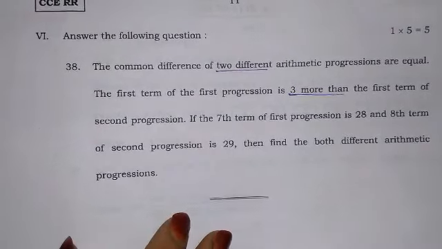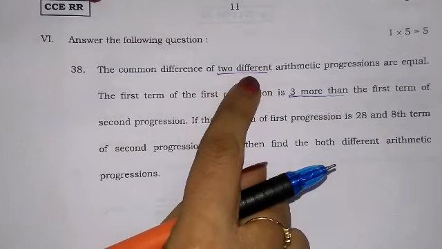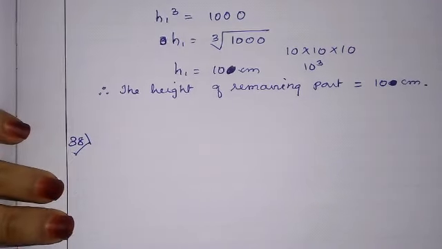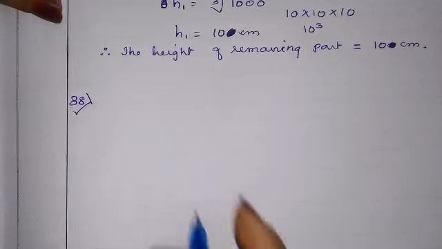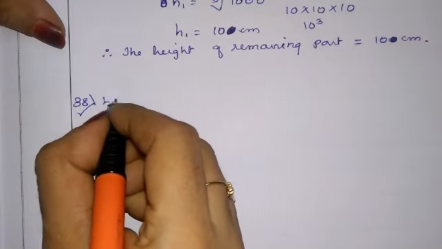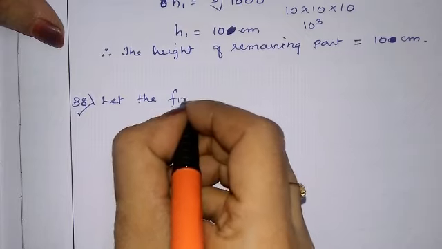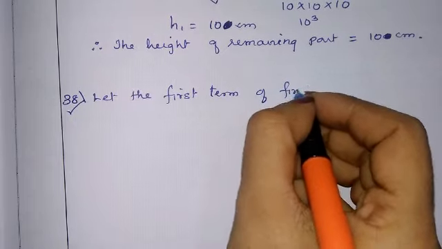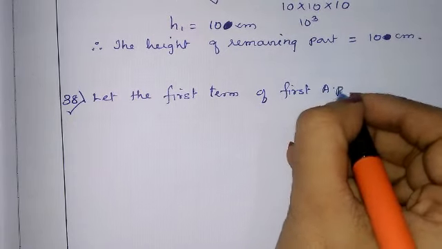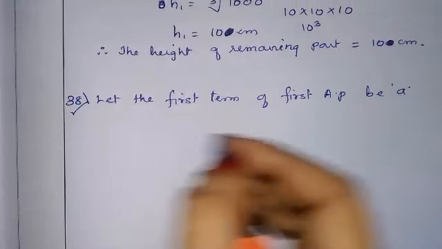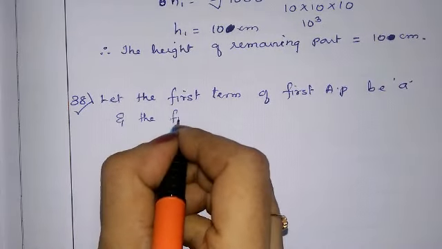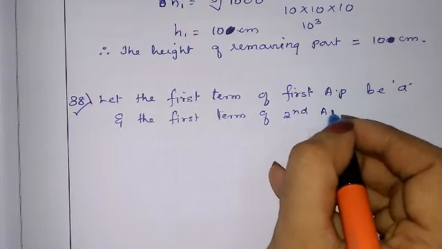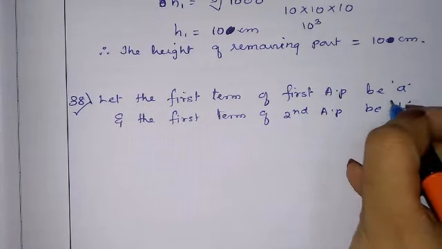Here we have to understand the question well, because here there are two different APs. Now they have told the common difference of both APs are equal. I'll write: let the first term of the first AP be A, and the first term of the second AP be B.